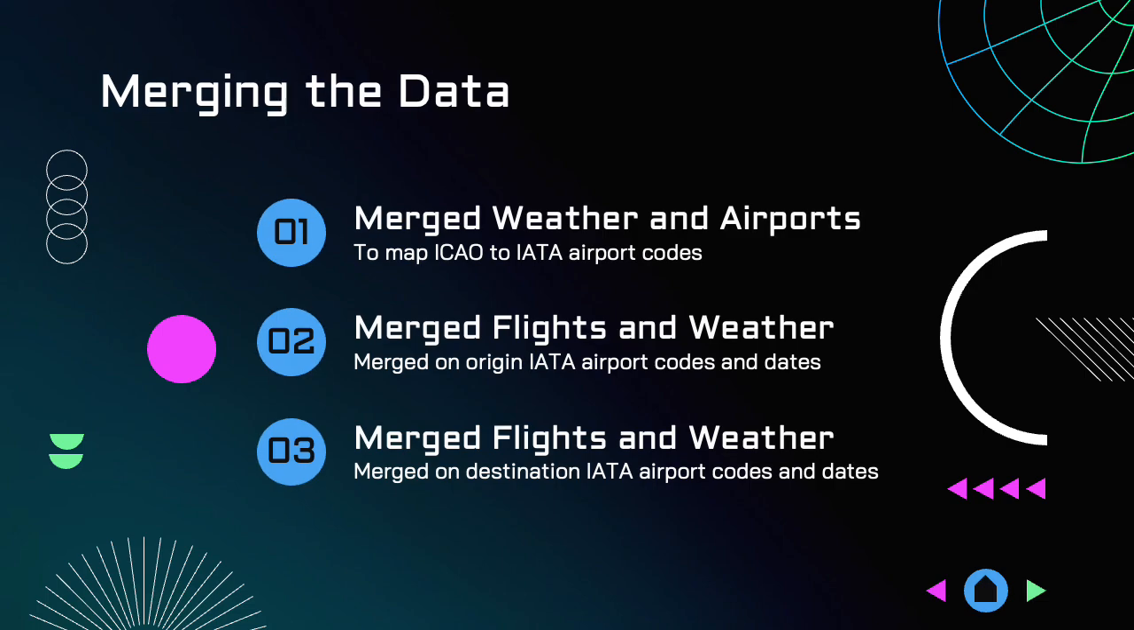To merge weather and airports, we mapped ICAO to IATA airport codes. And to merge flights and weather, we merged on the origin IATA airport codes and dates, as well as destination IATA airport codes and dates.